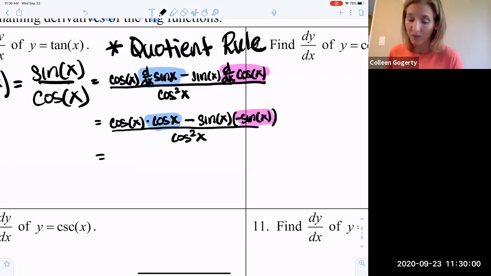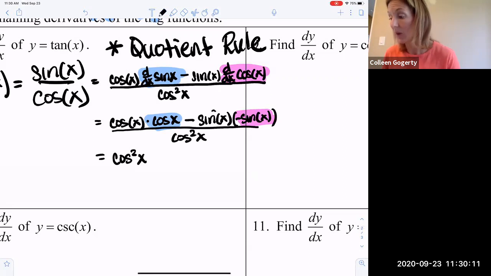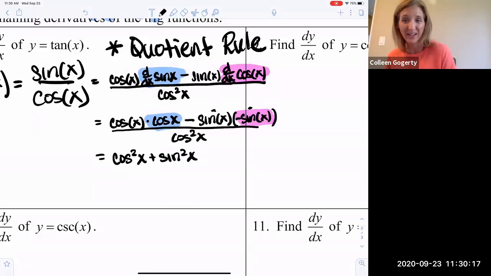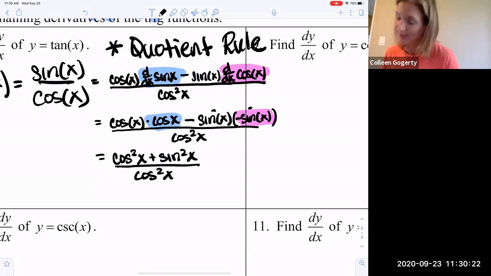So in essence, what we've got going on the top right now, cosine x times cosine x means I have cosine squared x. Then I've got a minus sine x times a negative sine x. That's going to turn into sine squared of x, right? Because you have a negative and a negative, all over cosine squared. Anybody getting a little excited from pre-calc? Come on, what do we got going on? Cosine squared plus sine squared.